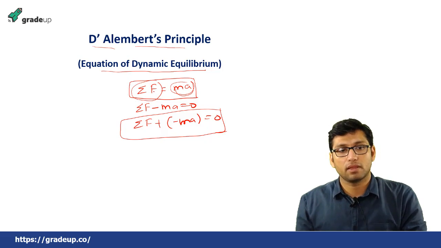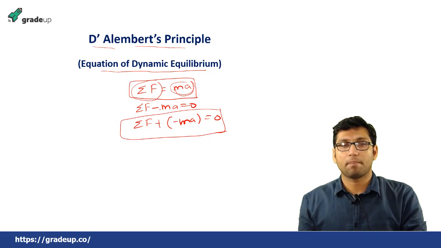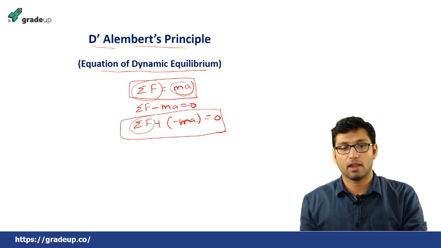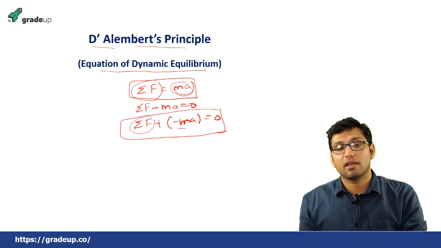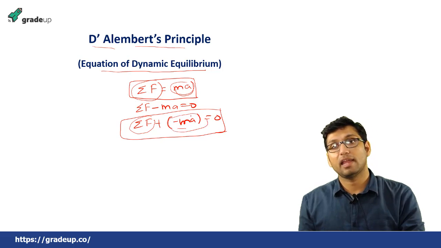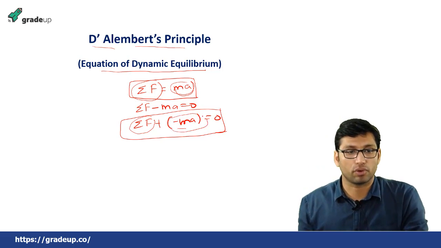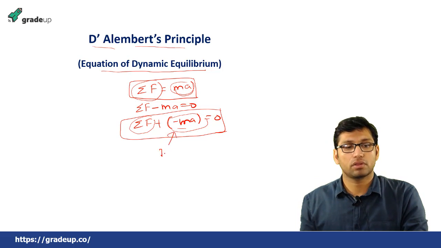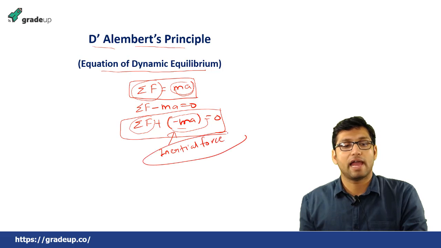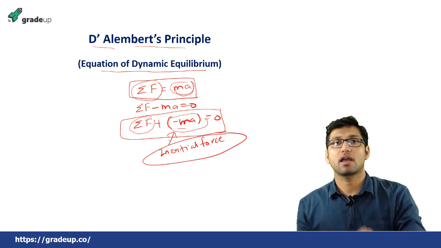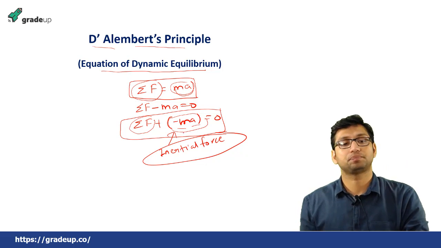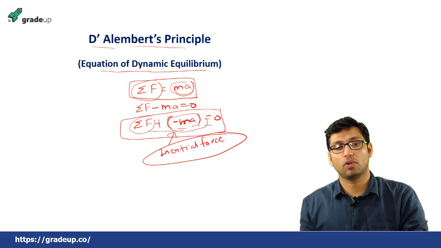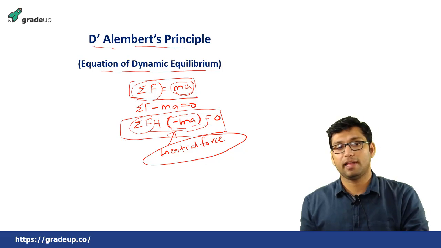So D'Alembert's principle says that the net force acting on a particle is the sum of the external forces acting on the body or the particle, along with the inertial force acting in the direction opposite to the acceleration. That's why there is a negative sign here, and the summation of these two forces is equal to 0. This is nothing but D'Alembert's principle.